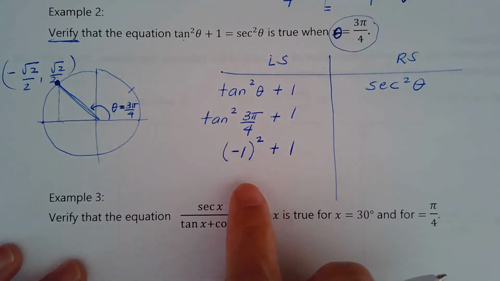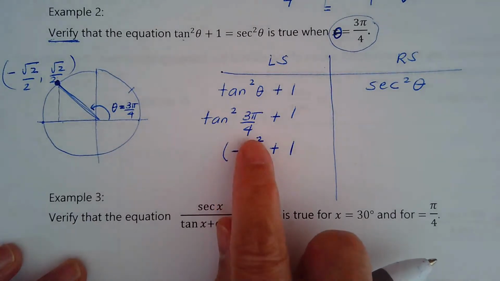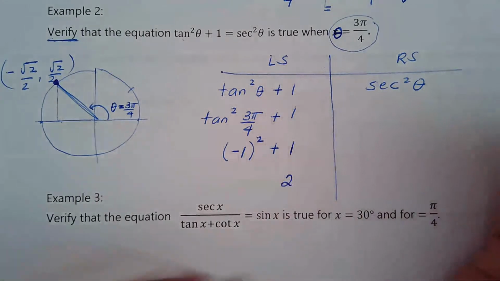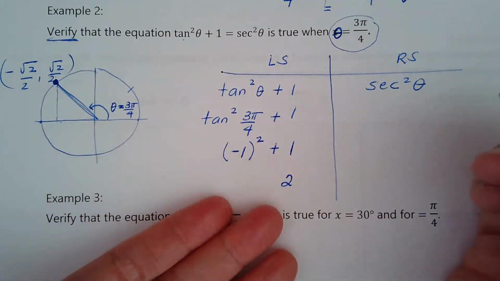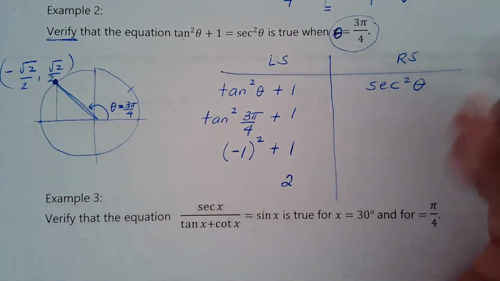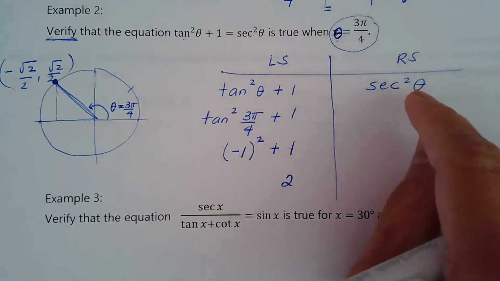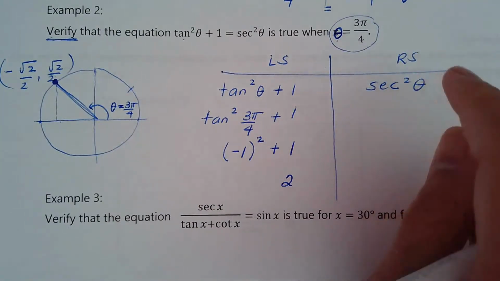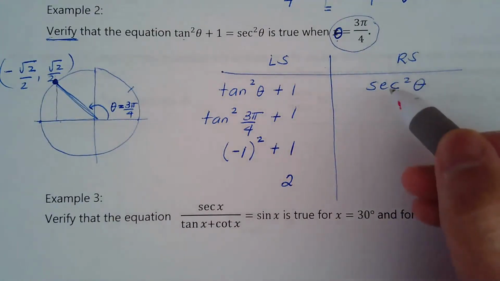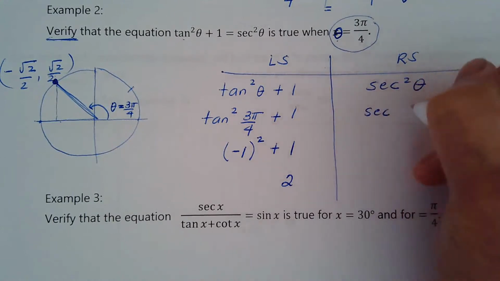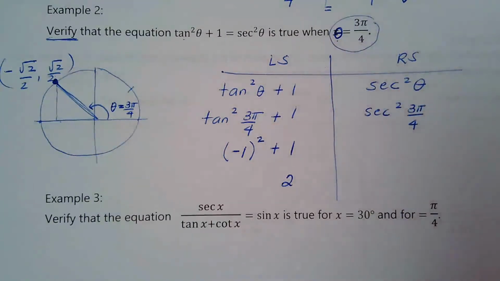Okay, let's figure that out. Negative 1 squared is 1, plus 1 is 2. So the left side, the value is 2 when theta is 3π/4. What about the right side? Well, what is secant squared theta? So that's secant squared of 3π/4.